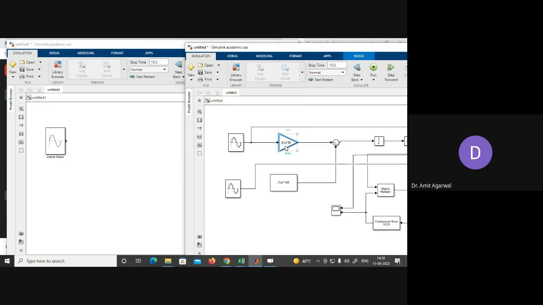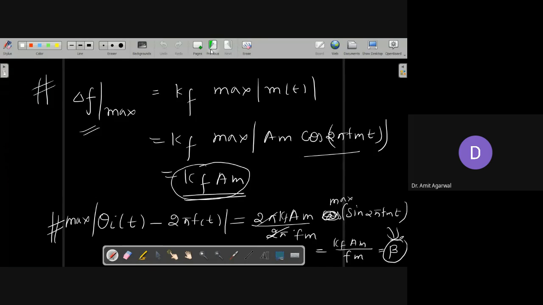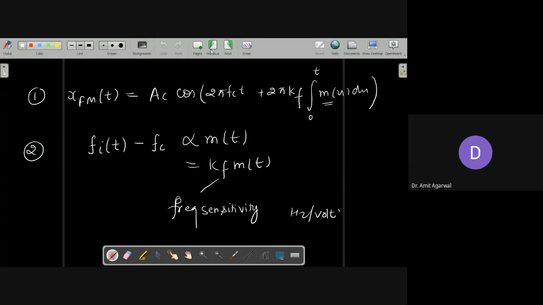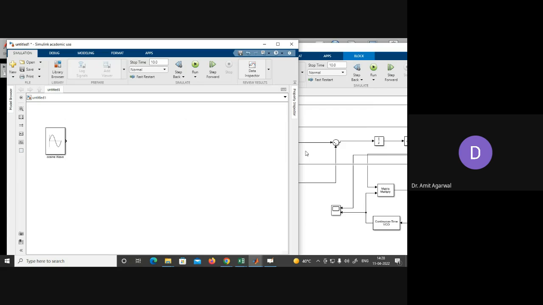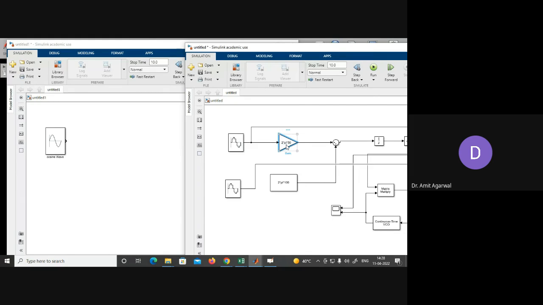Next, see what we are doing here. We are just trying to generate this signal. So first we are generating this argument, and we will provide this argument to this cosine function. This is what we are doing. So what is the argument? 2 pi kf integral of mt, plus 2 pi fc.